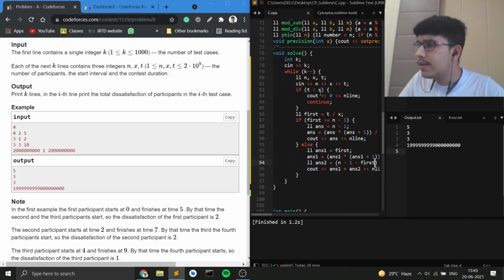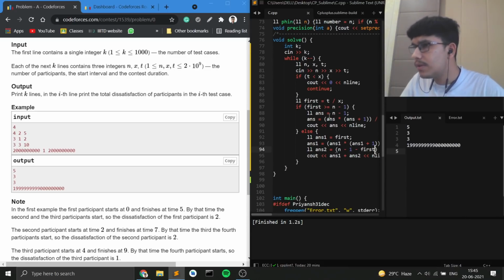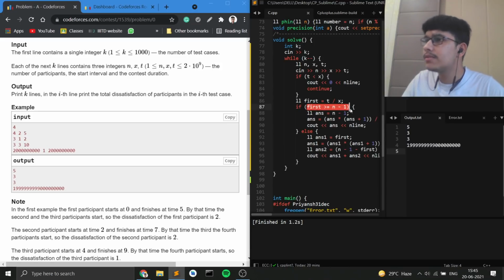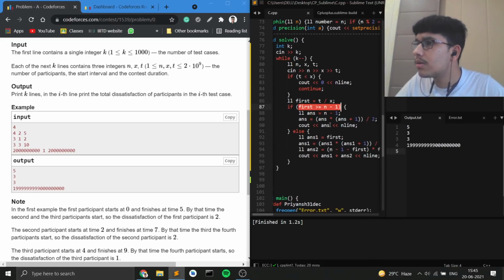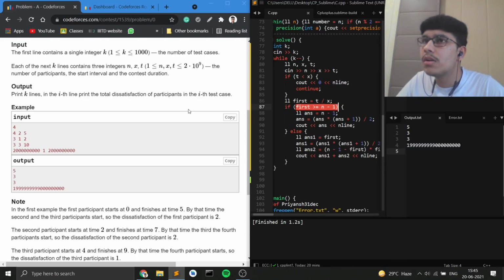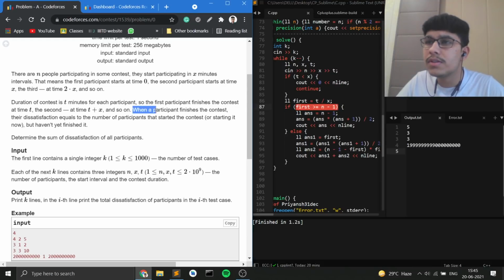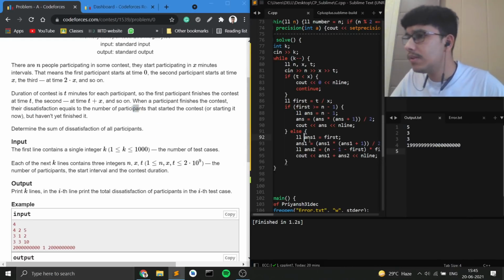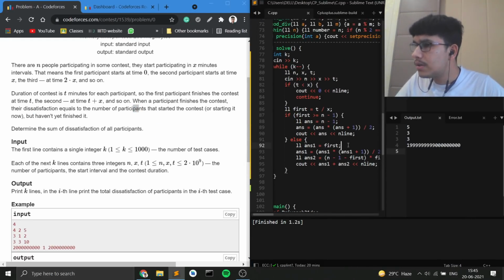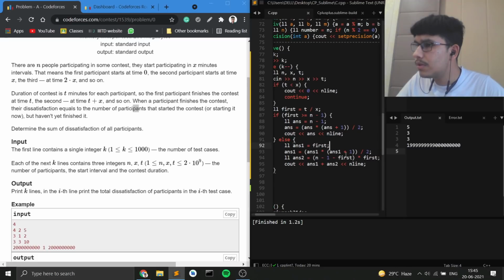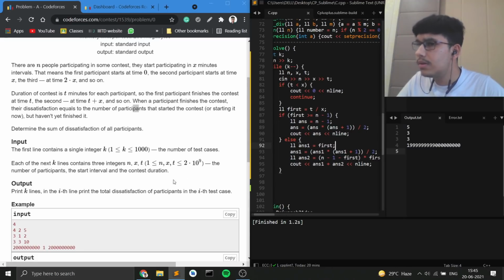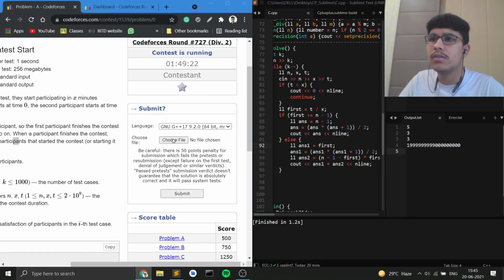If t is already less than x, then the answer is 0. All of them will be coming after. But also if first is greater than or equal to n minus 1, then everyone will be coming in. So that started the contest, finishes the contest. Otherwise you add the answer till here, and yeah, this seems fine. I'm submitting this now.